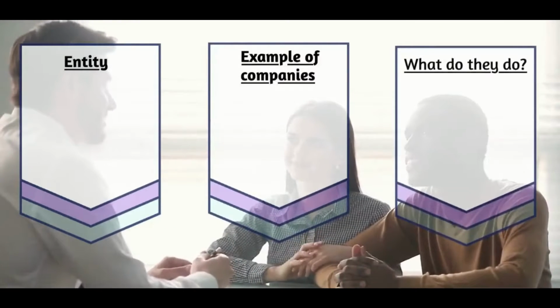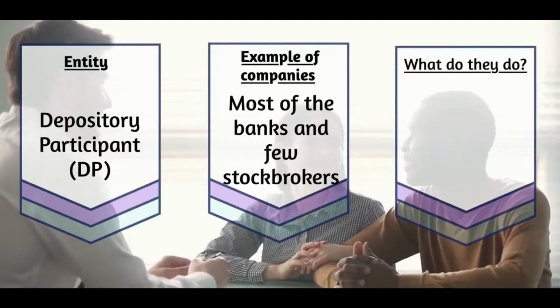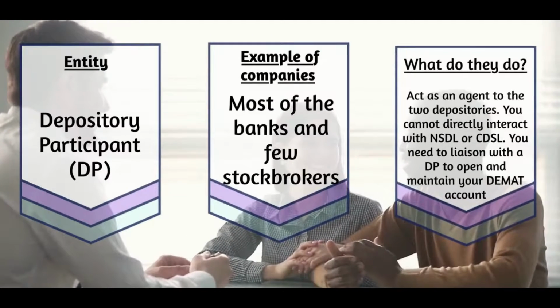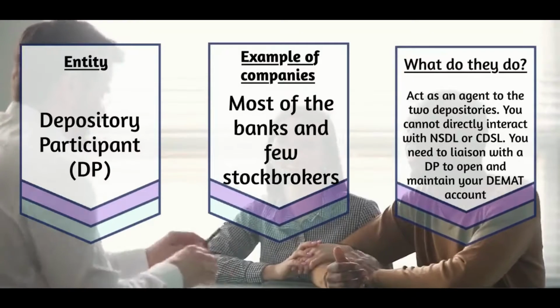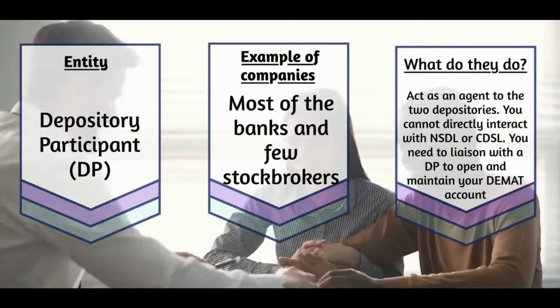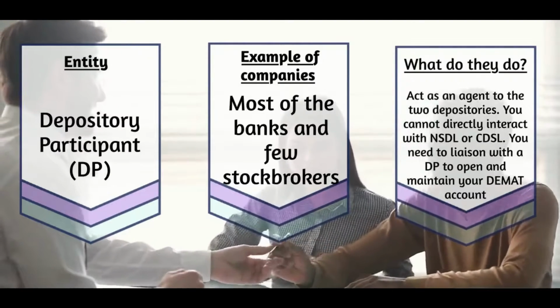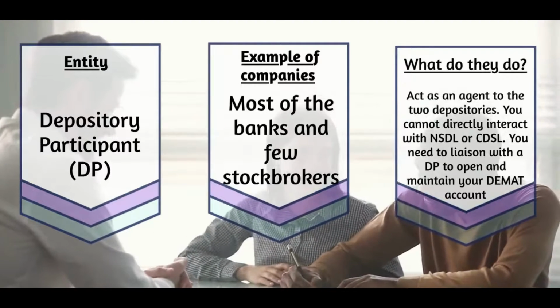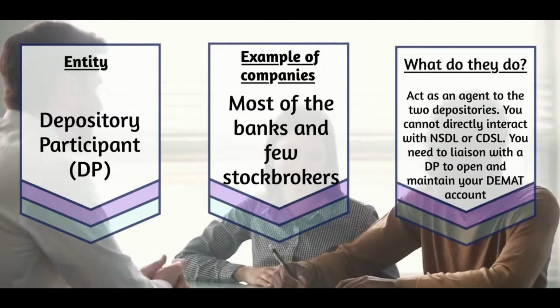Entity: depository participant. Examples of companies are most of the banks and a few stockbrokers. They act as an agent to the two depositories. You cannot directly interact with NSDL or CDSL. You need to liaise with a DP to open and maintain your demat account.